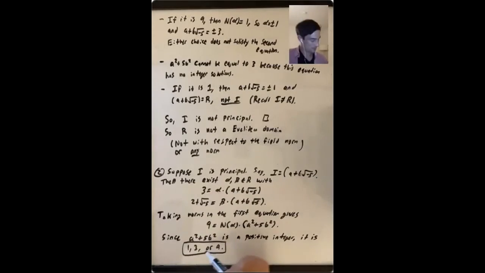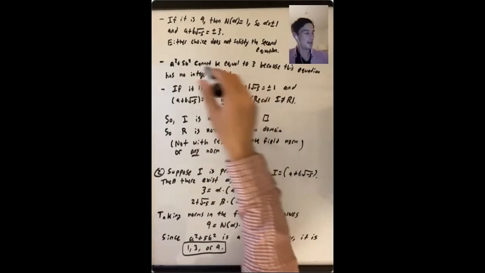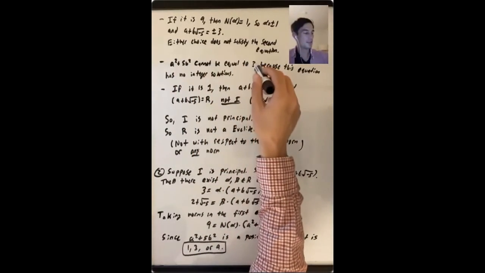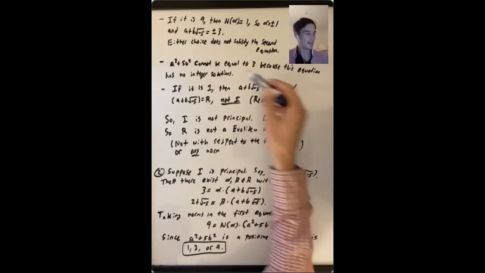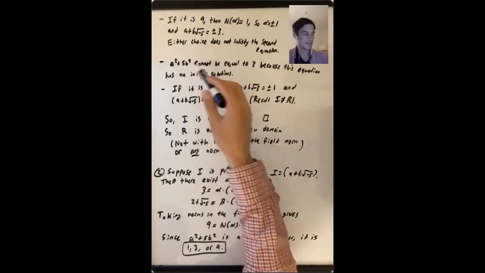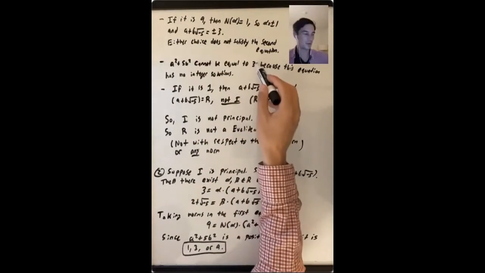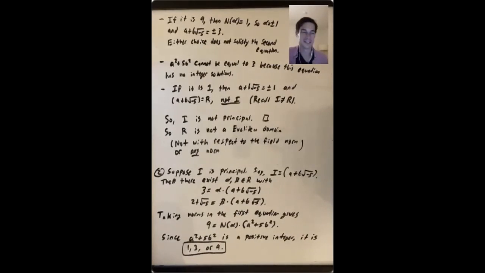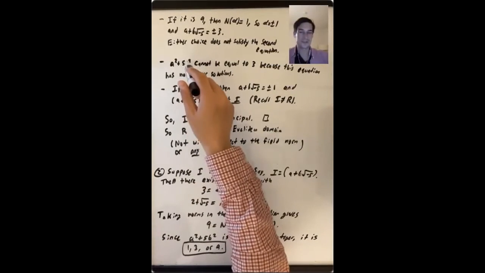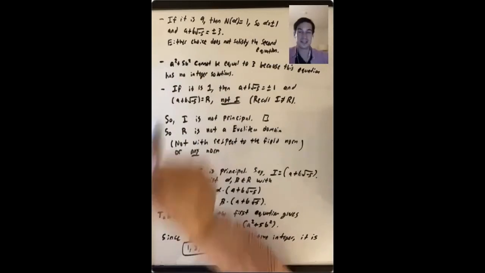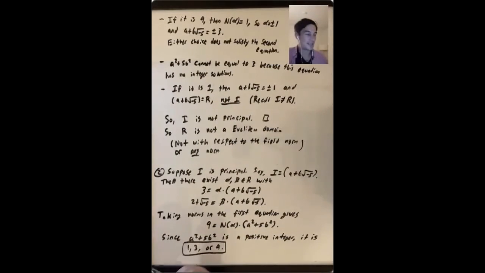Okay, what if it was 3? Well, if a squared plus 5b squared was equal to 3, it can't be, because this equation, a squared plus 5b squared equals 3, just has no integer solutions. b would have to be 0 because otherwise you get something that's at least 5. And that means that a squared equals 3 and there are no integer solutions to that equation. So we're down to one case. What if a squared plus 5b squared is equal to 1?